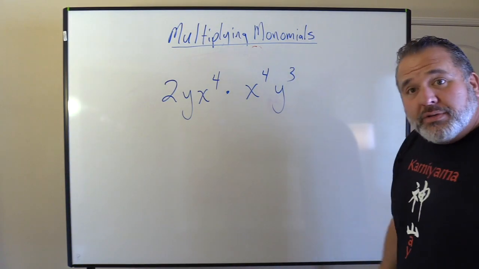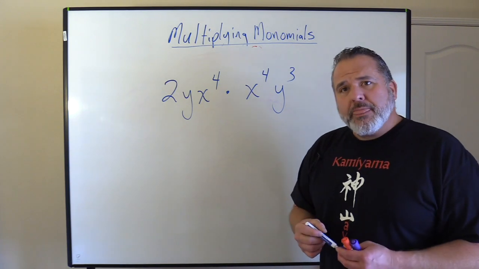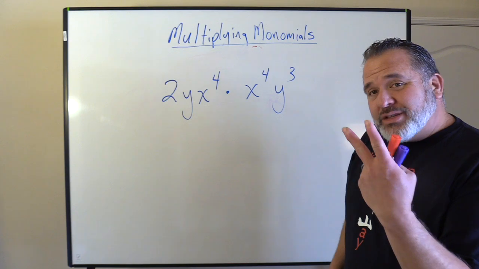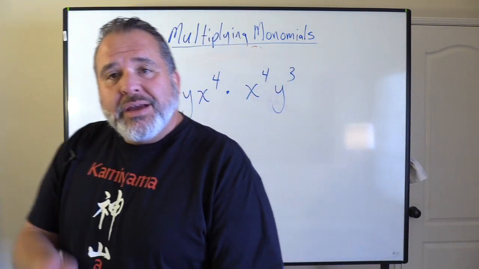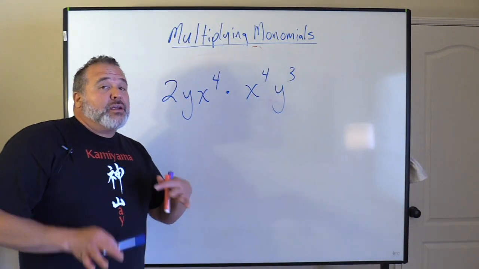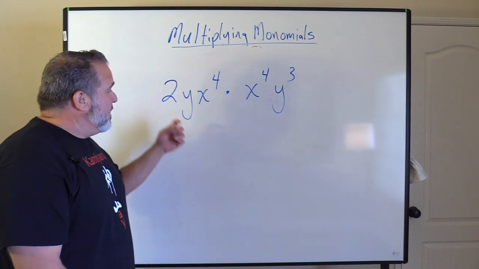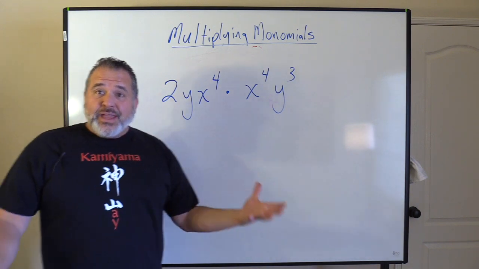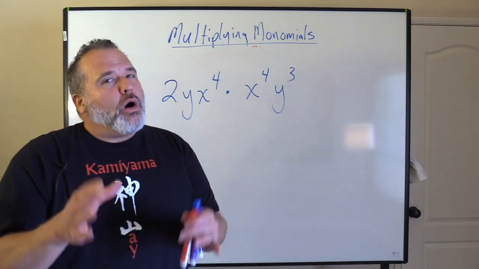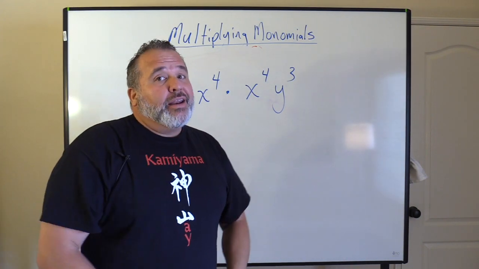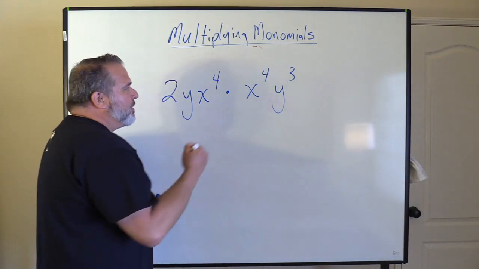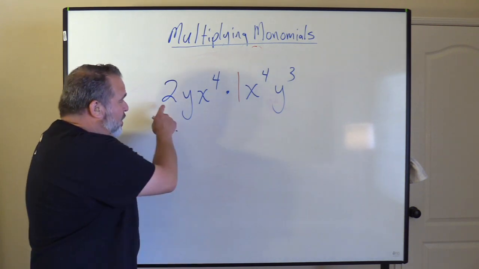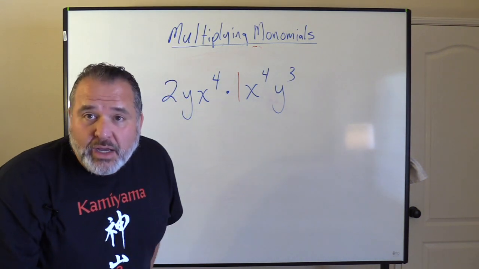Okay, it's a little bit different. It looks a little bit longer, and that's okay. Now, how many monomials do we have here? 1, 2. We've got 2 monomials here that we're going to multiply together. Now, the first thing, as I said, is you take the numbers in front of the variables and multiply them. You've got a 2 here, but what's in front of the x? There's nothing there. If there's nothing there, what can you always put in front of that variable? You can always put a 1. So I'm going to go ahead and put a 1 there. Now somebody tell me, 2 times 1 is what?